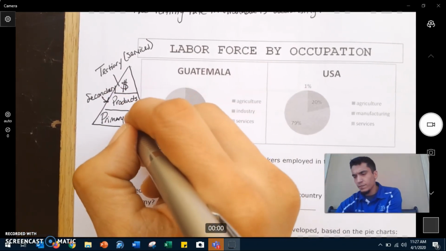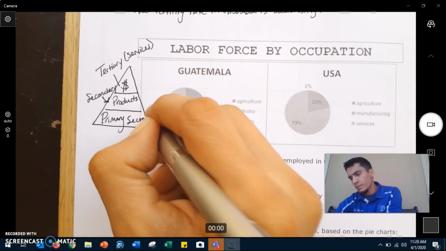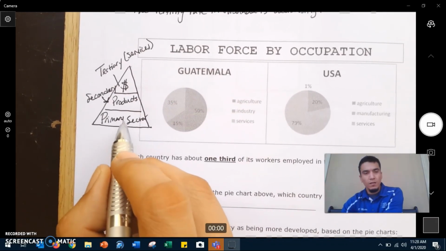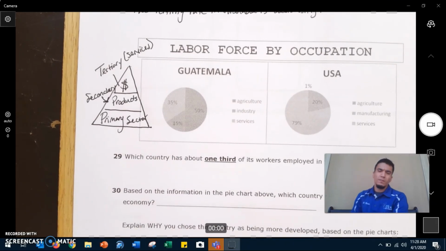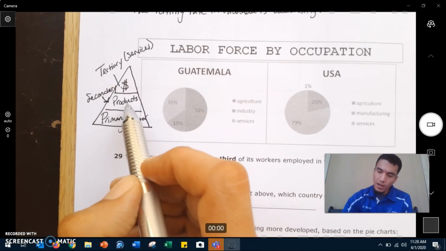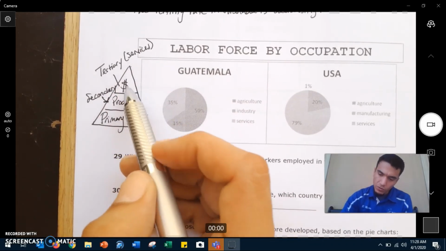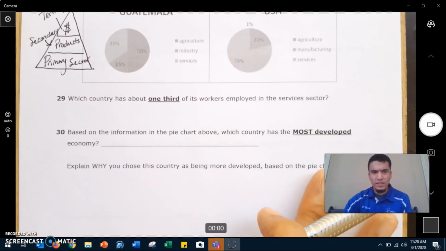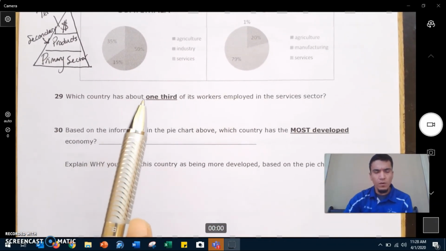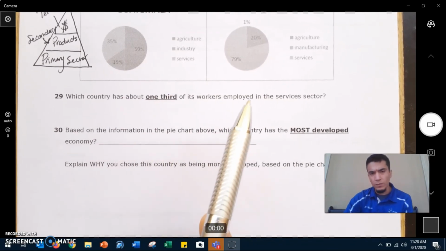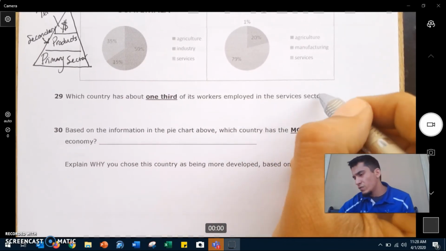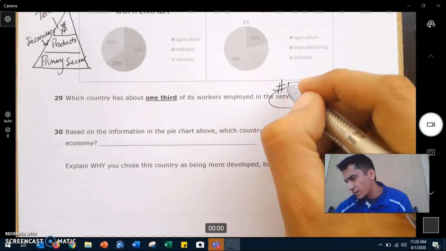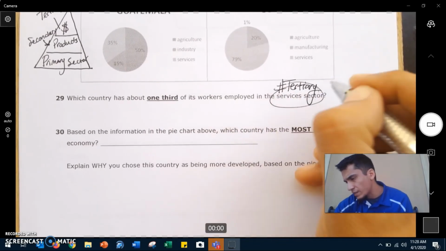This again is where you fish, farm, mine, forest, with logging. You dig things out of the ground to be used in the secondary sector. Then the tertiary sector is where it's being sold, where the consumers and buyers are coming together. And so what's being asked here for 29 is which country has the most population, or one third of their population, working in the services sector. Hashtag tertiary. We want to use our academic vocabulary here.